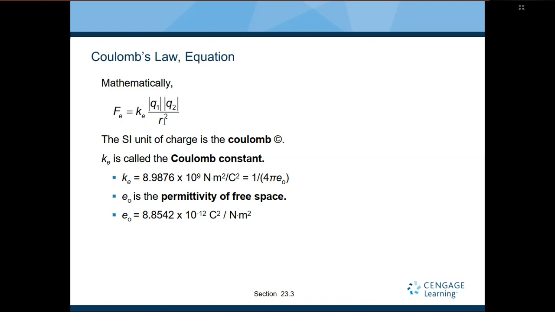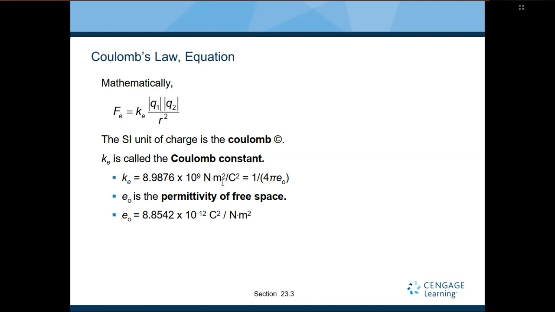So K here is called the Coulomb's constant or the proportionality constant K. That is approximately 9 times 10 to the 9 Newton times meter squared per Coulomb squared. That is the value that we are going to use throughout the discussion.